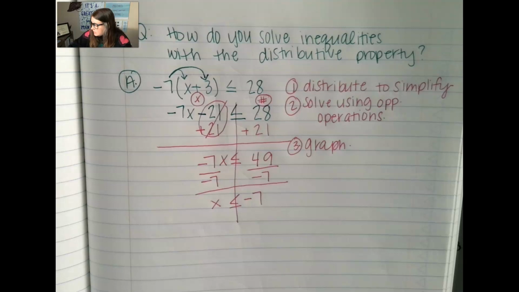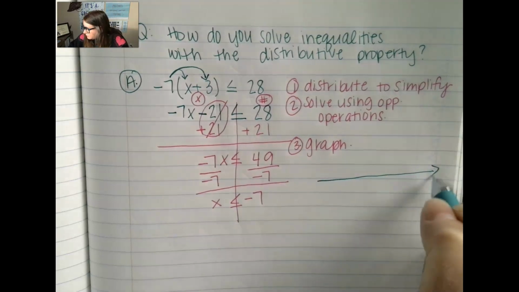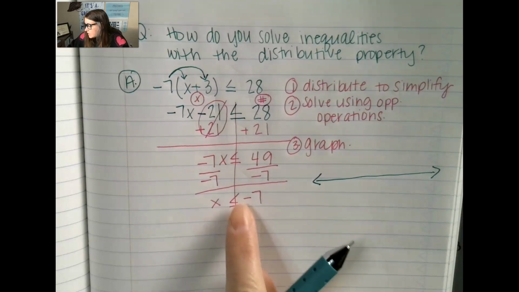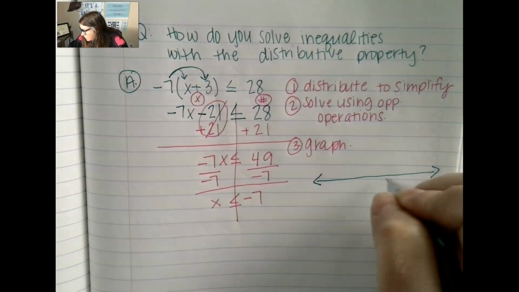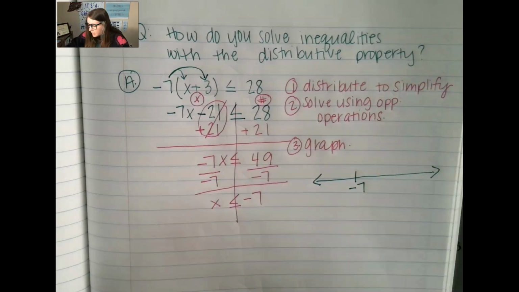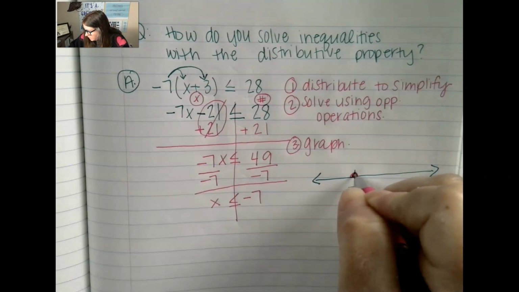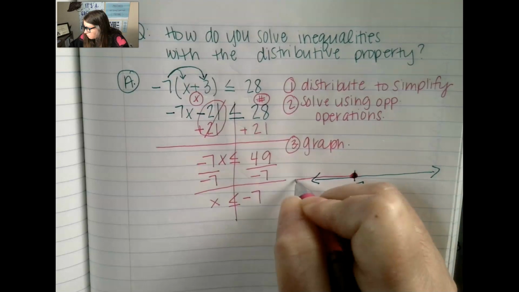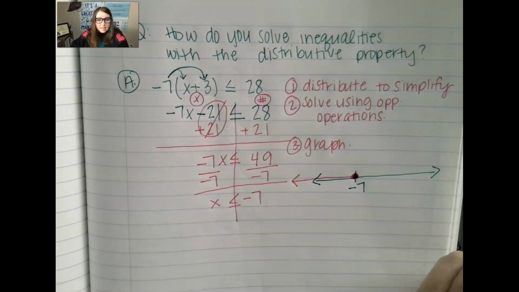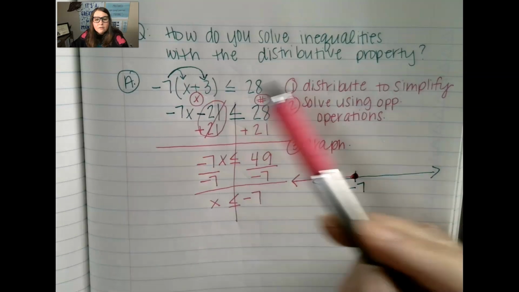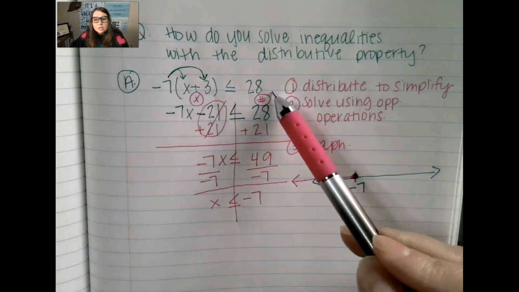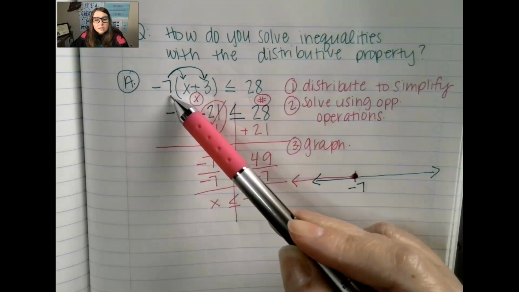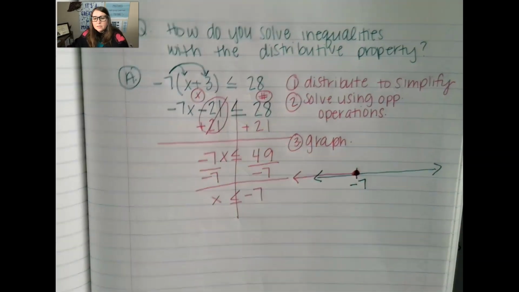So let's go ahead and graph this out. We have a number line, and it says x is less than or equal to -7. So we're going to put -7 on the number line. This tells us a closed dot, so we're going to close that dot. And our arrow is pointing to the left, everything that is less than. So the only difference between yesterday's lesson and today's lesson is that first we need to do this step here, which is distribute. So we're going to share this 7 with everything in the parentheses.